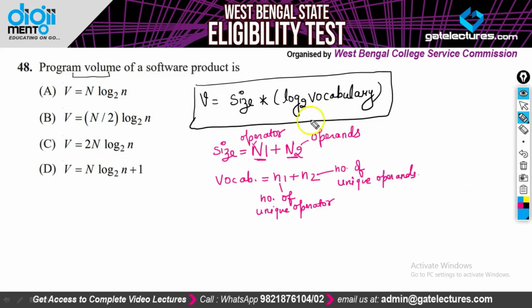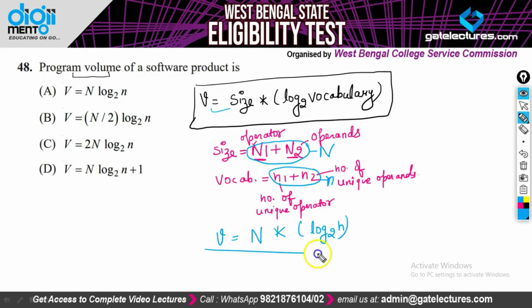So in one of the options they are asking how this is calculated. We have derived the formula. This can also be represented as V is equal to size, where size is also defined as capital N, and vocabulary can be written as small n. So if you put in this formula, it will be size into log base 2 small n, which matches with our first option. So this is the right answer.